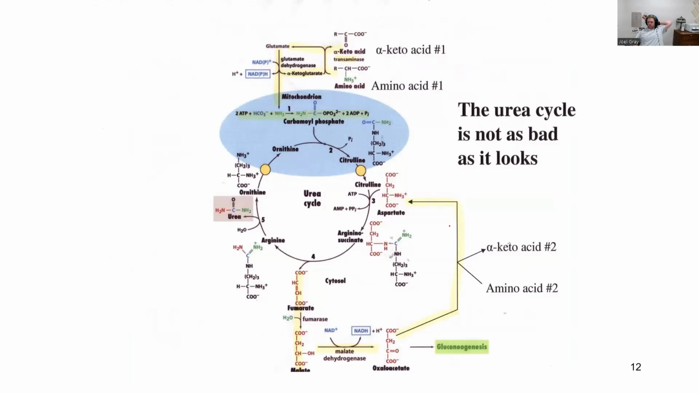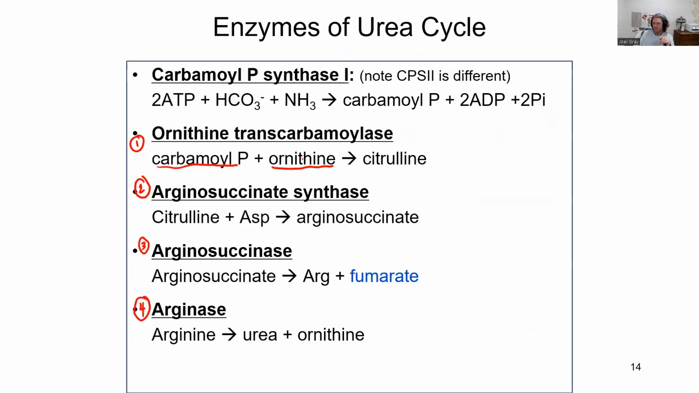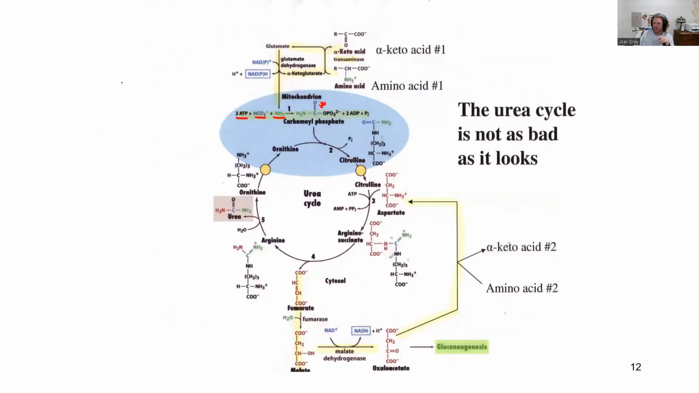Now, in this more complicated model, I'm going to have our numbering be a little bit different, because it's going to start out with ATP, HCO3, and NH3 to make this molecule right here, a carbonyl phosphate. That carbonyl phosphate will be combined with ornithine to make citrulline. So they have that labeled as 1. And then second is going to be formation of citrulline.